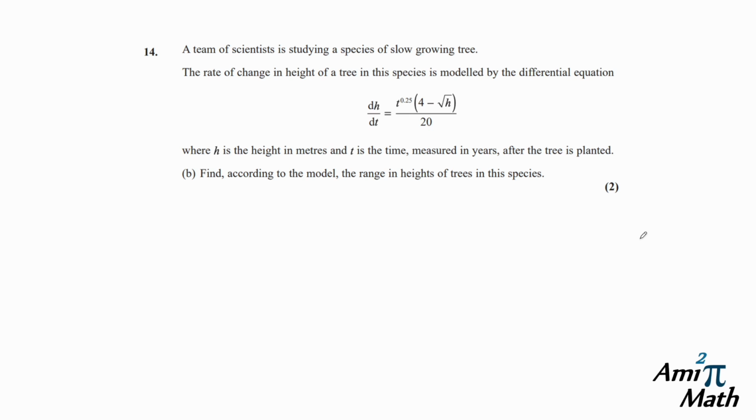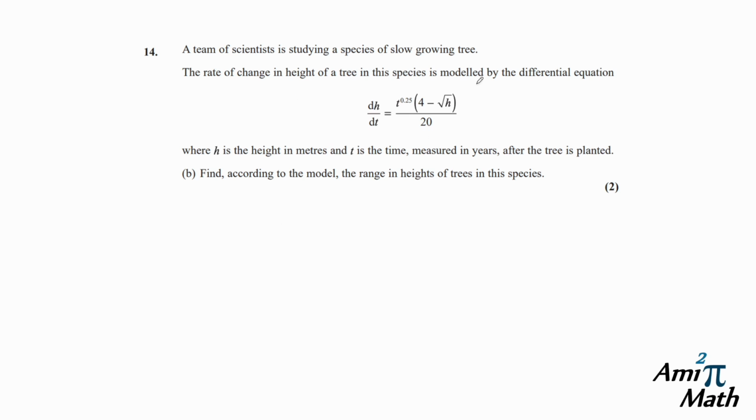A team of scientists is studying a species of a slow-growing tree. The rate of change in the height of the tree of the species is modelled by the differential equation dh over dt equals t to the power of 0.25 bracket 4 minus root h all over 20, where h is the height in metres and t is the time, measured in years after the tree is planted. Find, according to the model, the range in heights of the tree in the species.